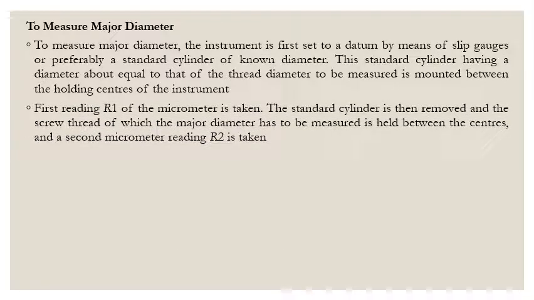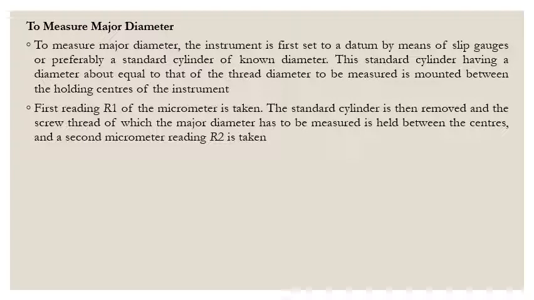The first reading R1 of the micrometer is taken. The first step is to place or mount the standard cylinder between the two centers and apply pressure on the standard cylinder over a spring loaded system.